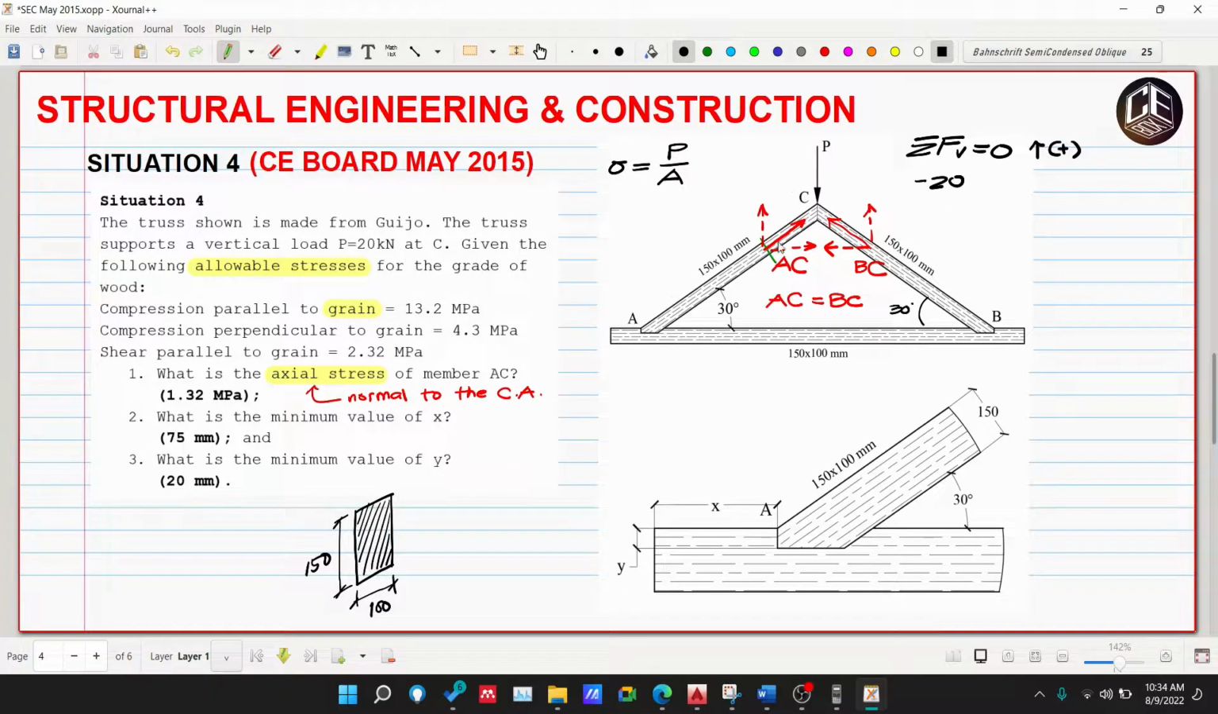So plus kasi positive kasi upward. So plus AC, then multiplied by sine of 30 degrees para ma-convert siya into vertical component. Then dalawa. Bakit siya dalawa? Kasi equal lang ang AC and BC. So, yun ang kailangan natin. Okay? Then, equivalent to 0. So, makukuha natin ang AC.